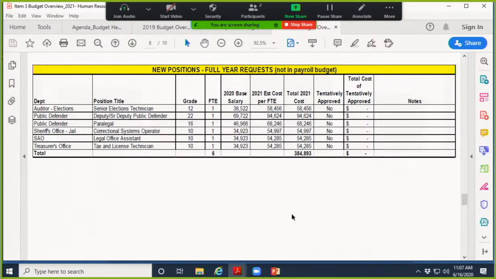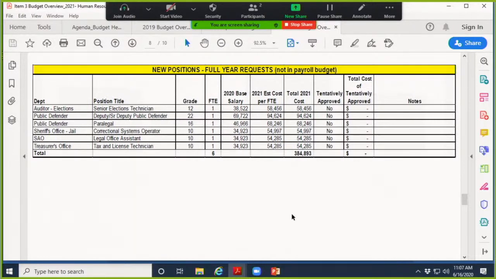Otherwise, it would be the sheriff's jail staff one, and the other ones I'm kind of up in the air about. I do agree with the legal, if we're going to put legal people in those two offices, PDO and SAO, that they should just be the assistants and not a new attorney.